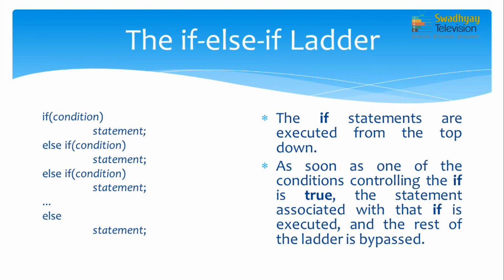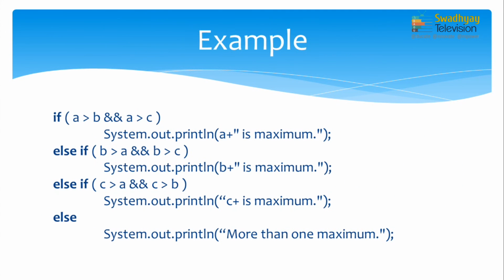So, the if statements are executed in a top down manner, which is starting from first to last, and if any of the conditions is true, then the associated statements are executed and the entire ladder is terminated or bypassed. So, this is how the if else if ladder works. It works faster than a simple if else condition, and now we take one example of how this if else if ladder works.